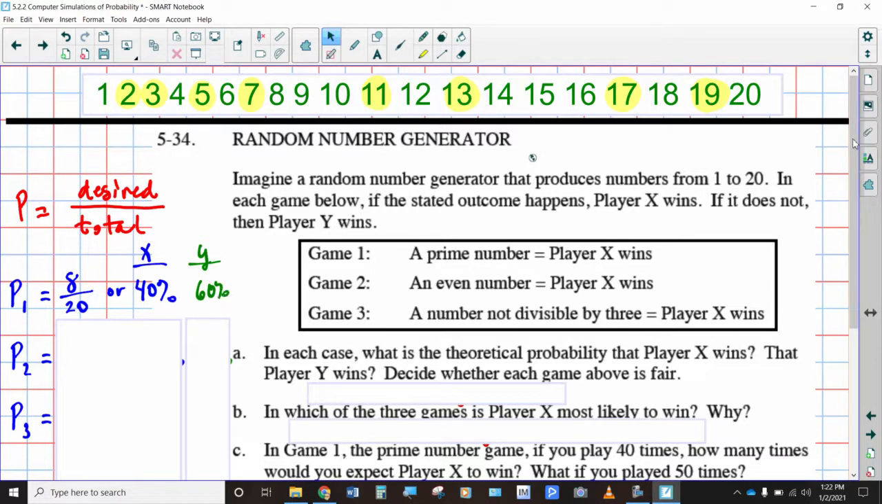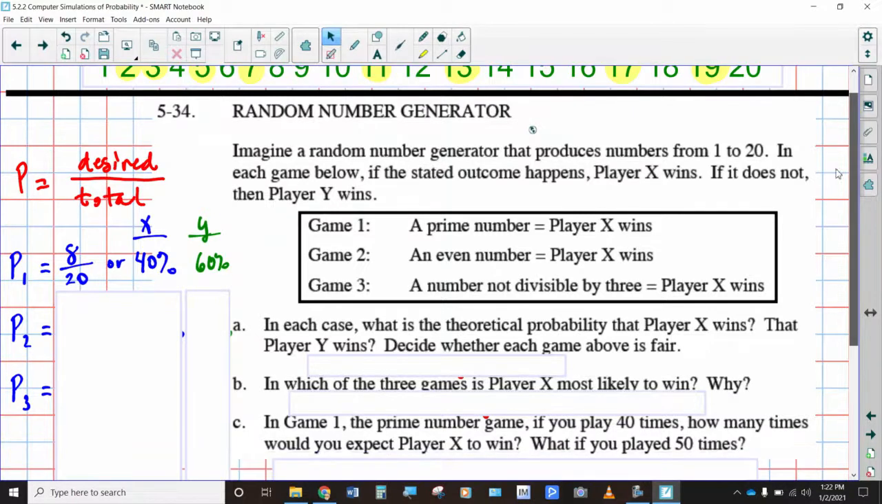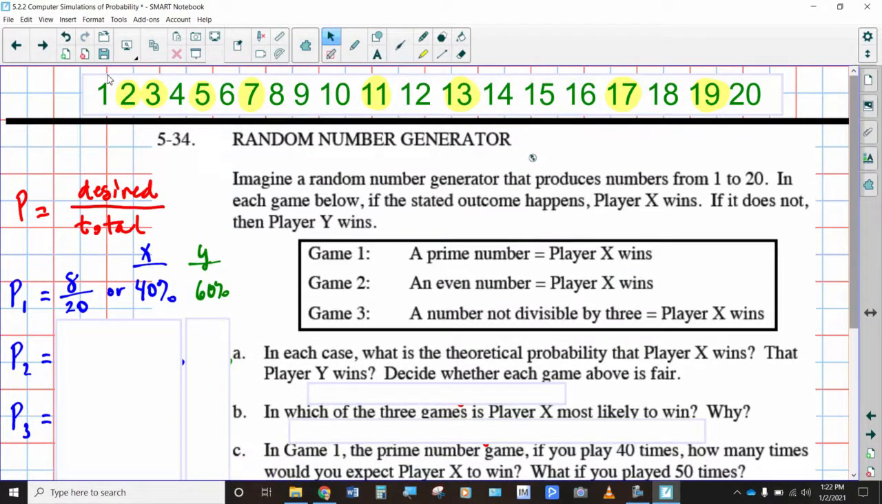Okay? Now let's take a look at the second situation. I should probably get rid of all of those highlights there because they're not going to apply to game number 2. Okay, an even number. So let's highlight all the even numbers. 2, 4, 6, 8, 10, 12, 14, 16, 18, 20. Count all those up and you'll see that 10 out of the 20, or half of the numbers, 50%, are even numbers, which means that the other half have to be odd, which makes game 2 actually a fair game, right? Because they both have an equally likely chance of winning.